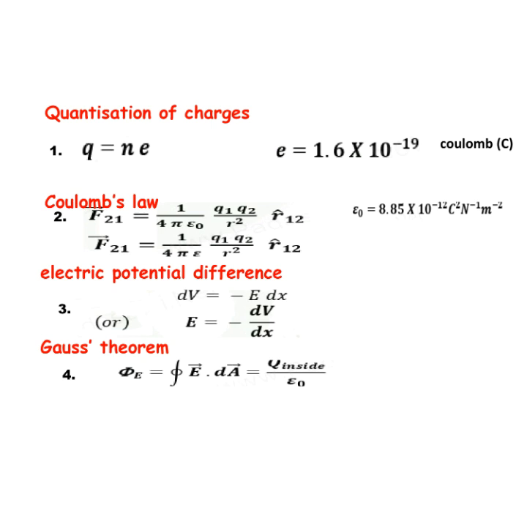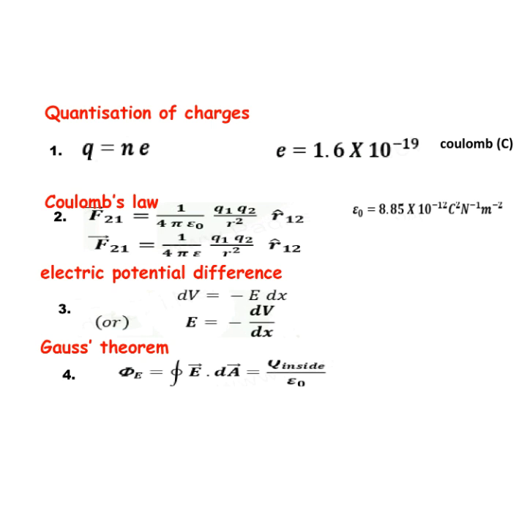The next, Gauss theorem. Phi of E is equal to the integral over the closed surface of E vector dot dA vector, which is equal to Q inside divided by epsilon naught. This closed imaginary surface is called the Gaussian surface. The law states that the total flux of the electric field E over any closed surface is equal to 1 divided by epsilon naught times the net charge enclosed by the surface.